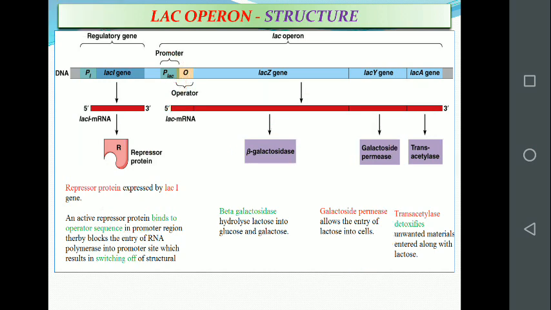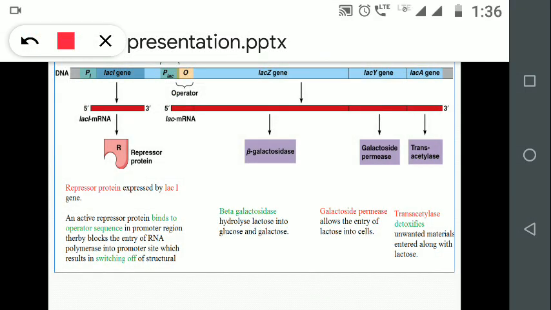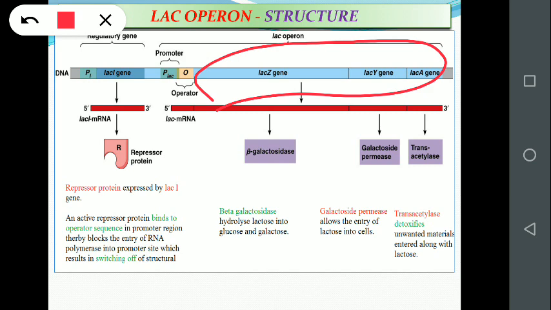In the lactose operon, we have two important regions. The first is the structural genes. In the structural genes, we have three genes: lac-Z, lac-Y, and lac-A. Lac-Z codes for beta-galactosidase, which metabolizes lactose into glucose and galactose. The lac-Y gene produces galactoside permease, which allows the entry of lactose into the cell. The lac-A gene produces transacetylase, which detoxifies unwanted material that entered along with the lactose through the permease.